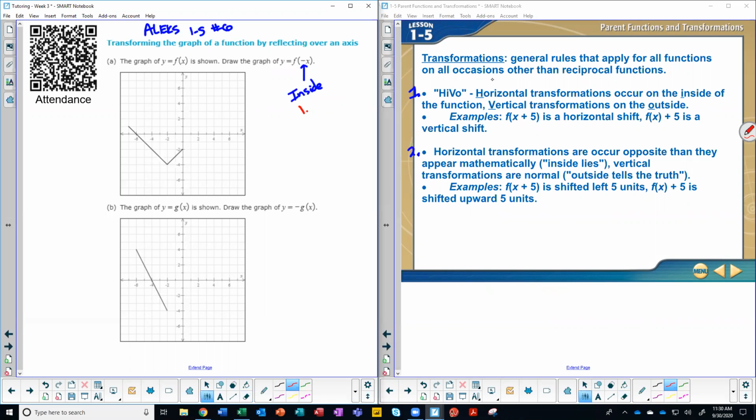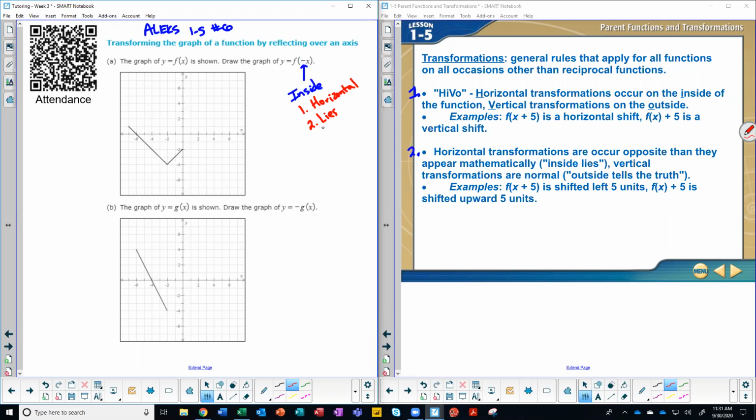If it's inside, what is it? Horizontal. And horizontal lies to us. Okay. So normally when you have a negative, it reflects, when we think of telling the truth, it takes the positives and it makes them negative. It takes a positive x and makes it a negative x. But since this is lying, what it's going to do is it's going to take negative x's and it's going to make them positives because it lies.